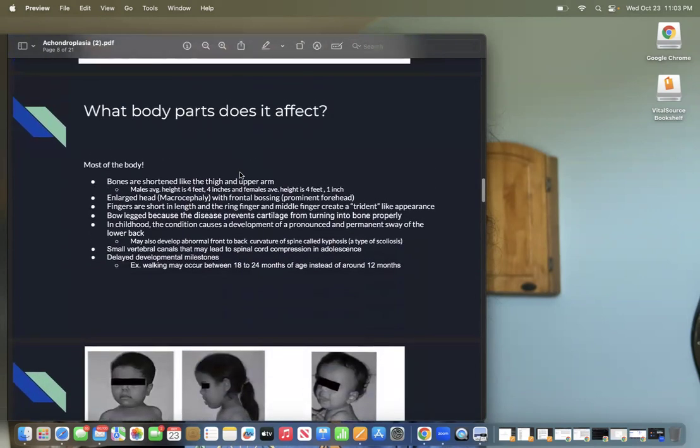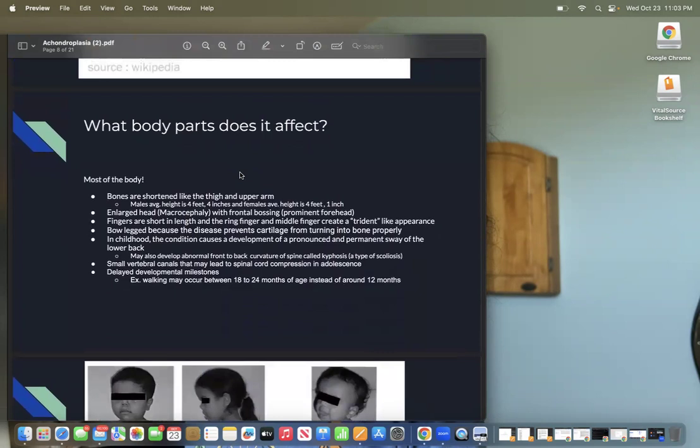So again, what body parts does it affect? The bones are shortened, thighs, upper arms. Male average height is 4 feet 4 inches. Female average height is 4 feet 1 inch. They have an enlarged head with frontal bossing. Their fingers have a trident-like appearance, and they are bow-legged. The spinal lordosis causes a permanent sway of the lower back. If it doesn't need to be corrected with surgery, they probably won't.